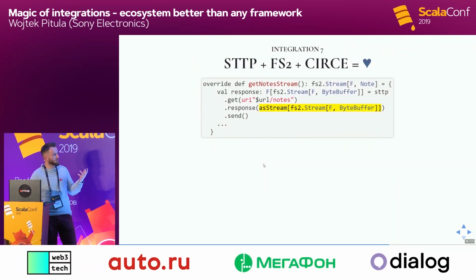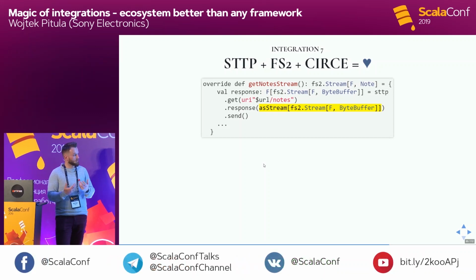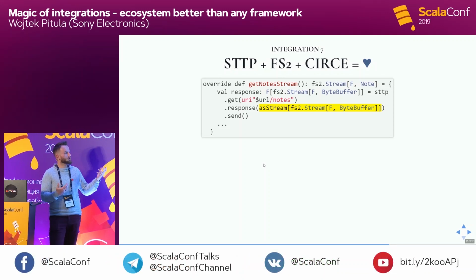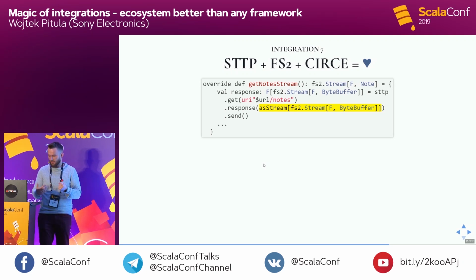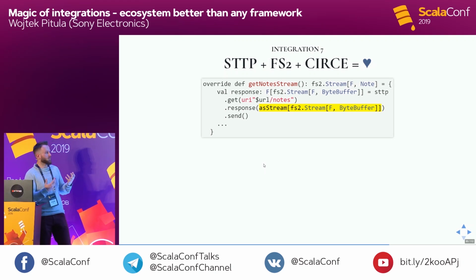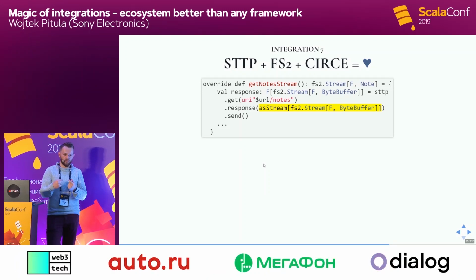So we need streaming, right? So how to deal with that? Because we have a backend based on FS2, when we consume a stream from the server, STTP will give us a stream of bytes. And then we need to do something with it. And what do you do with bytes? You need to decode strings from it, probably with UTF-8. And then you need to parse the JSONs and decode stuff.